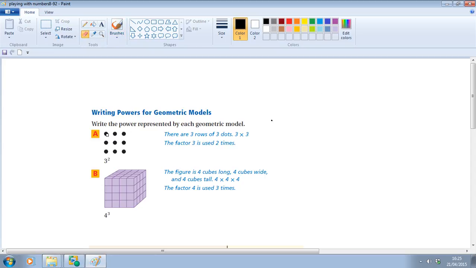3 by 3, like how many dots are there totally? It's 9. There are 3 rows and totally 9 dots. So how do we write this? If you put 3 multiplied by 3, it's 9. 9 dots. Or we can also write this as a 3 by 3 square.